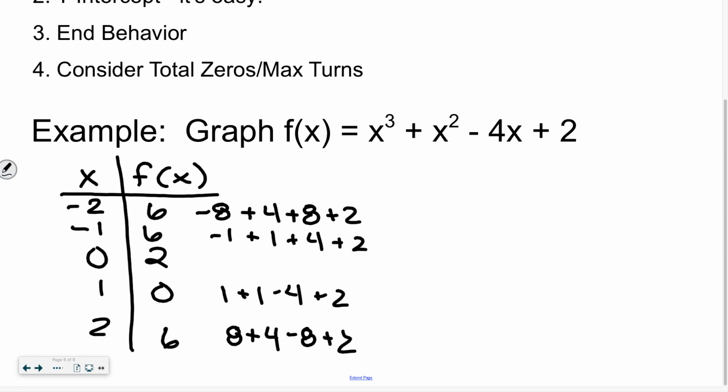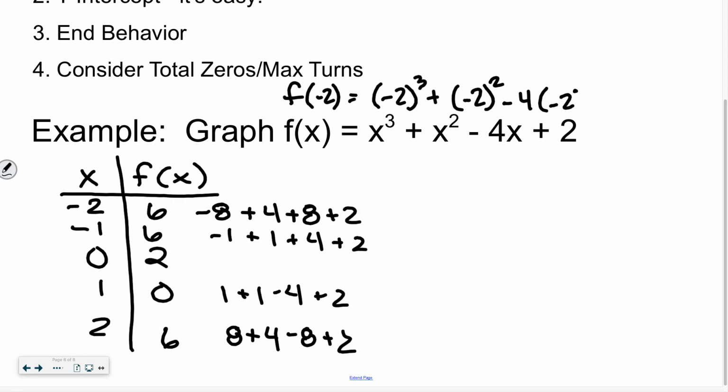You could also be using what? A graphing calculator, regular calculator too. Can you plug in numbers? Yeah. Now just be really careful. If you were doing this in your calculator, if you were evaluating f of -2, so you were plugging -2 in for all the x's, because you're using exponents, what are you going to need to do with your negative? Use parentheses. So it's got to be -2 cubed plus -2 squared minus 4 times -2 plus 2.